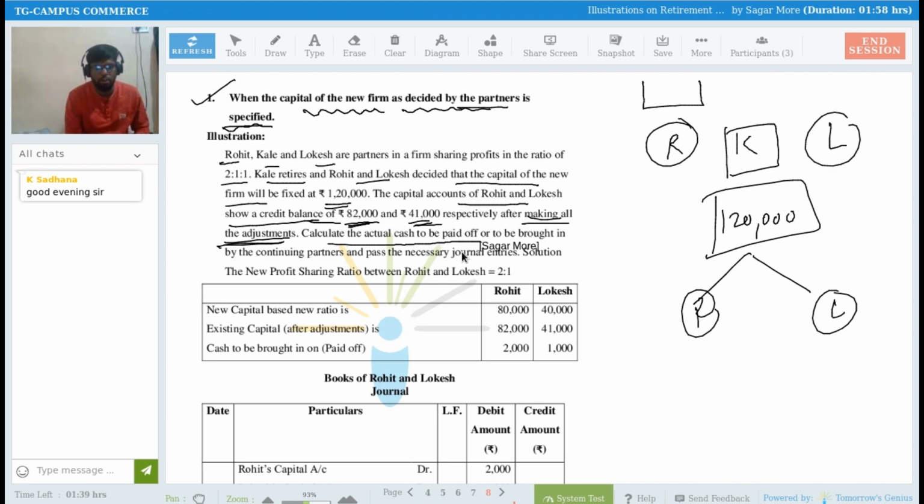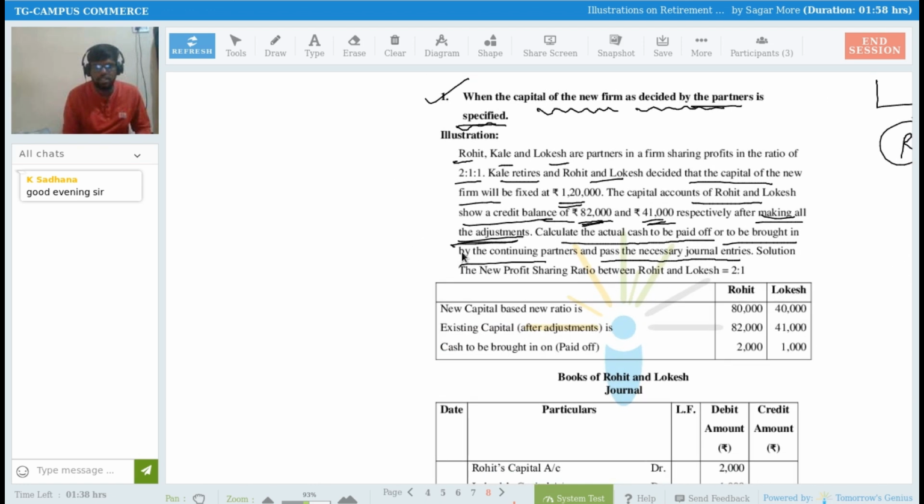Calculate the actual cash to be paid off or to be brought in by the continuing partners and pass necessary journal entries. So we have to tell which partner needs to contribute into the business and which partner is going to withdraw money from the business. Giving that answer is very easy for me, because I am preparing two columns, Rohit and Lokesh. Closing capital of Rohit and Lokesh I already know.